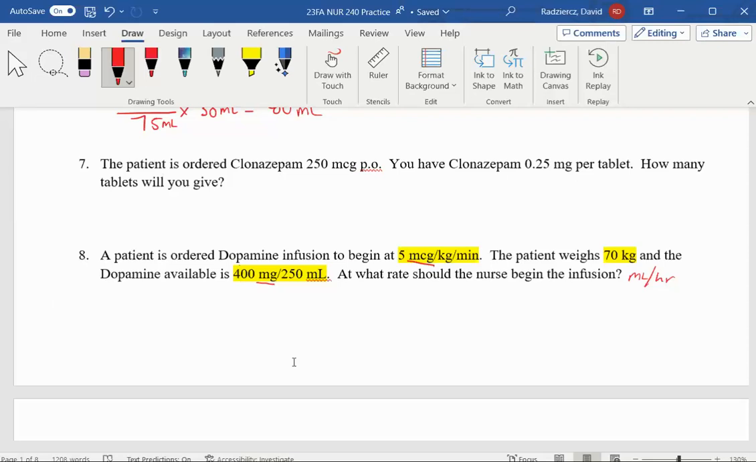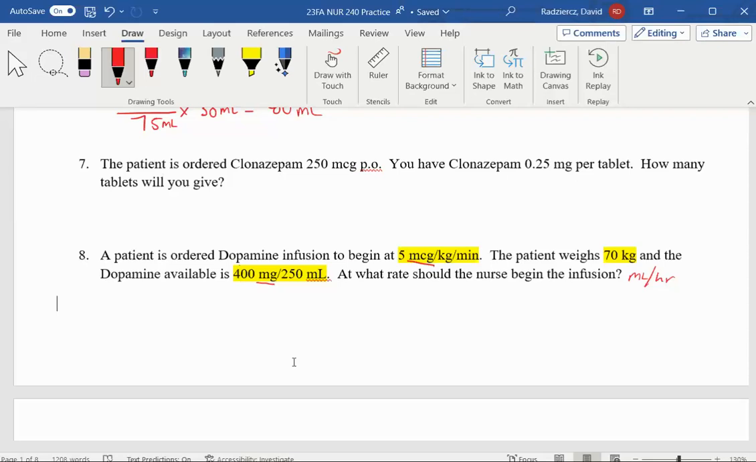So I don't know why it was left at 125. Okay. So this is just a question that has to do with a lot of conversions. So it's like a multi-step question. It's not necessarily challenging, it's just time consuming because it's kind of a long question. And you're going from one flow rate, micrograms per kilogram per minute, to another flow rate, milliliters per hour. So that's why it's considered an infusion.